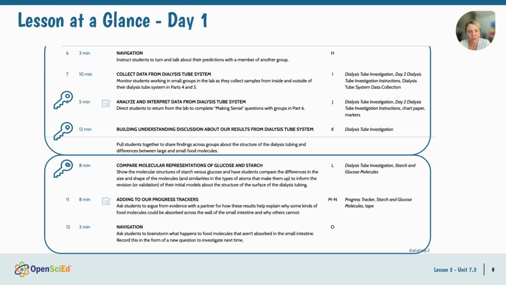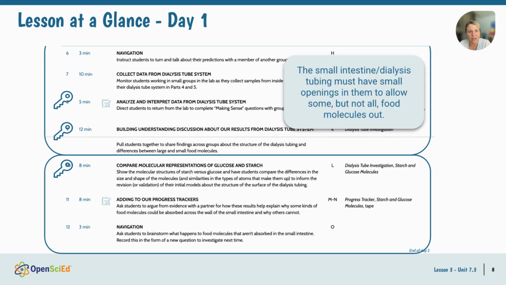From this investigation, the students figure out there must be tiny holes in the dialysis tubing since some of the food molecules, specifically glucose only, is found outside the tube in what was just pure water the night before. Knowing that the tubing represents the small intestine, the students take this information and apply it to what's been happening, but they're still left wondering why the starch didn't pass through.